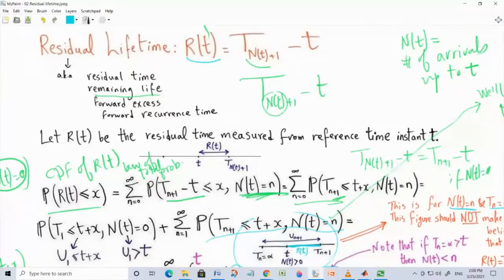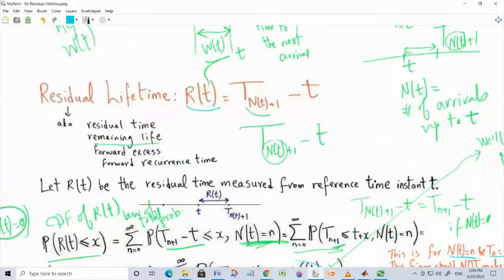Okay, it seems to me like a fair thing to do, and it will make R of t something that depends only on t. It depends only on small t, okay, and not on t and big N of t. Okay, so this is very important. Spend some time to think about this. Okay, any question?